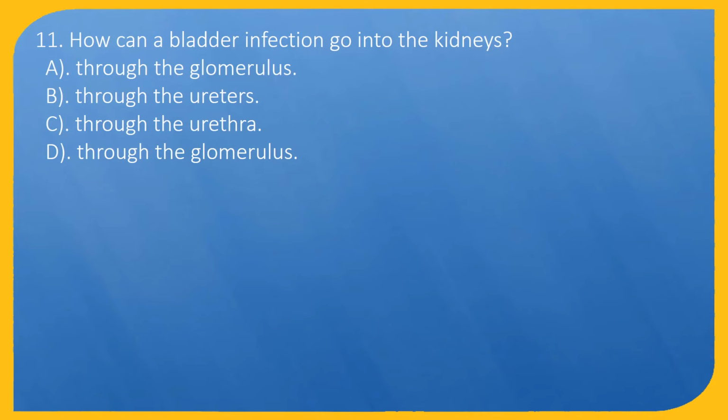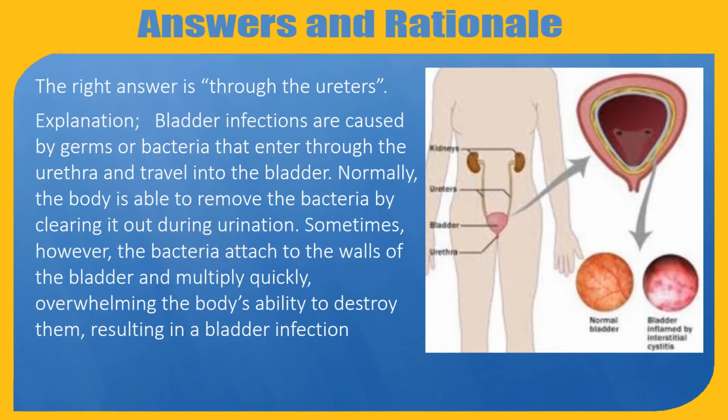Question 11. How can a bladder infection go into the kidneys? A. Through the glomerulus. B. Through the ureters. C. Through the urethra. D. Through the glomerulus. The right answer is through the ureters.